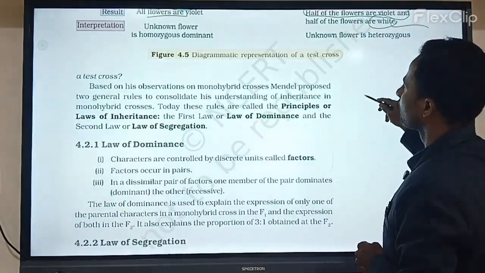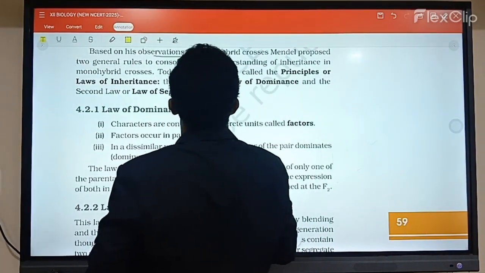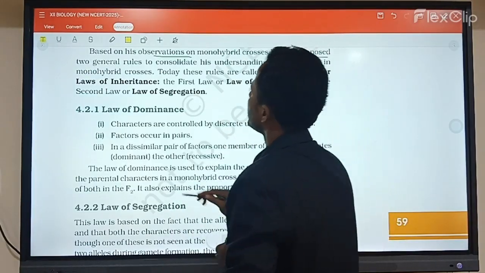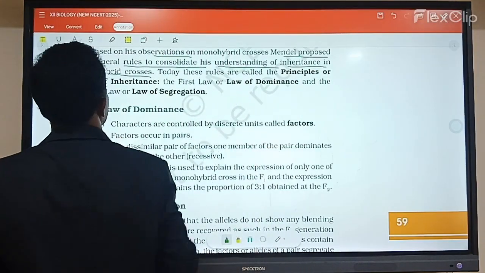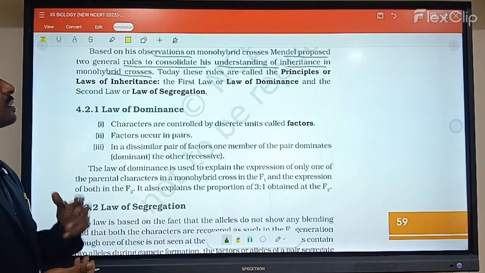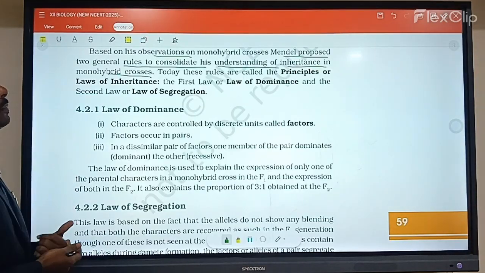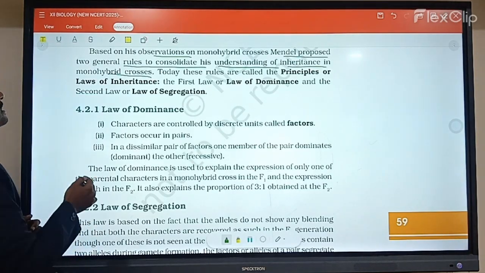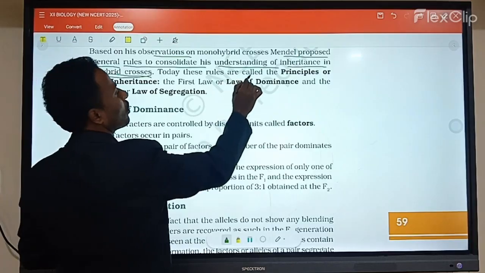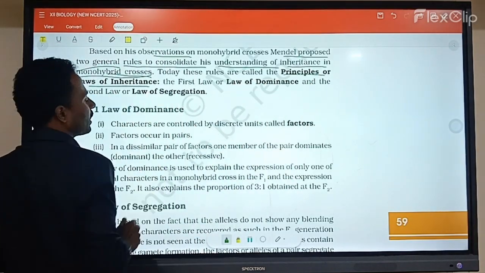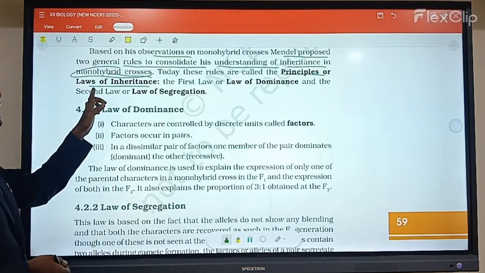Next, based on his observations of the monohybrid cross, Mendel proposed two general rules for understanding inheritance in the monohybrid cross. These rules explain the inheritance of characters in monohybrid crosses. Today, these rules are called the principles or laws of inheritance. So what we are studying now are the principles or laws of inheritance.